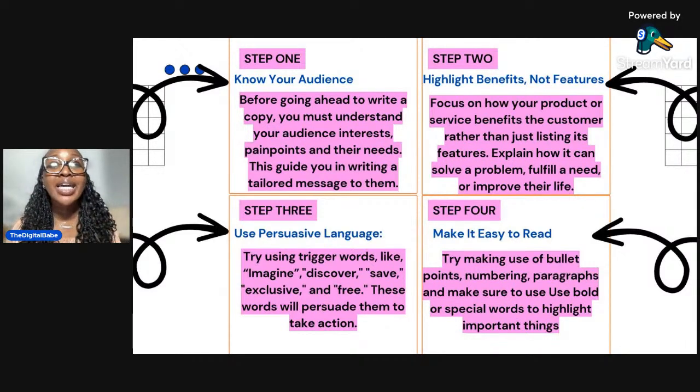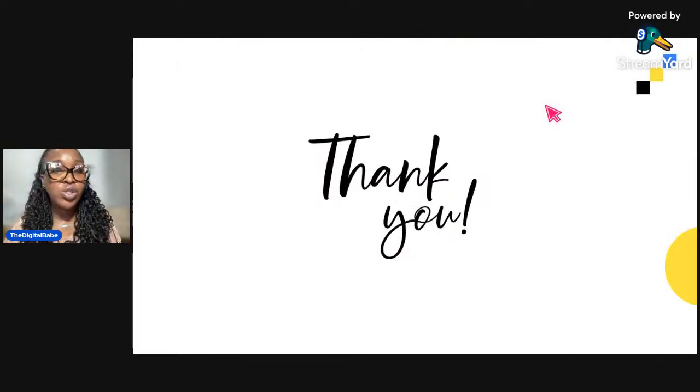And step four, make it easy to read. So if you're writing a kind of long copy, not too long, make sure you use your spacing. Don't make everything too jam-packed. And then, yeah, that's literally all about copywriting.